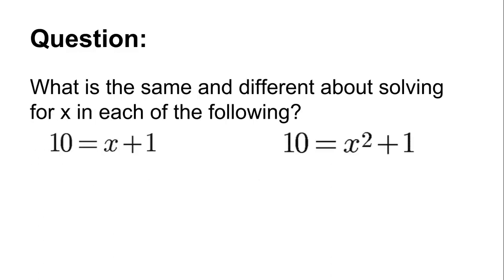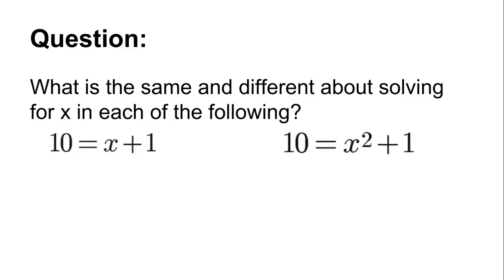What is the same and different about solving for x in each of the following? Whenever I ask you what's the same and different, you can first start out by saying the obvious things. Like, there's obviously a 10 on both sides, and a 1 on both sides. But about solving for x, what's the process?